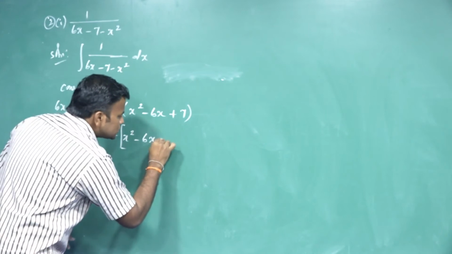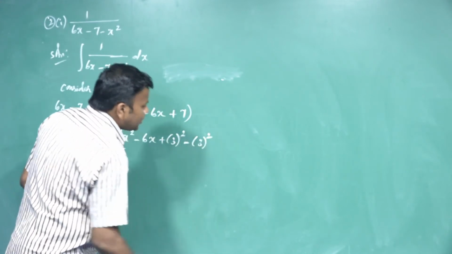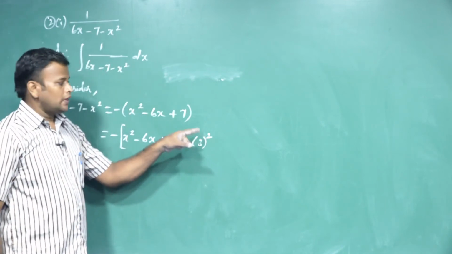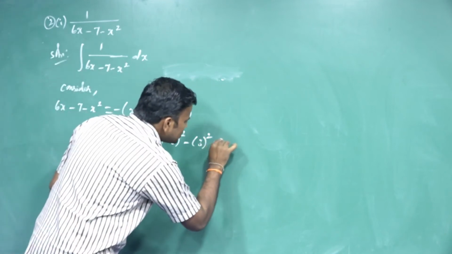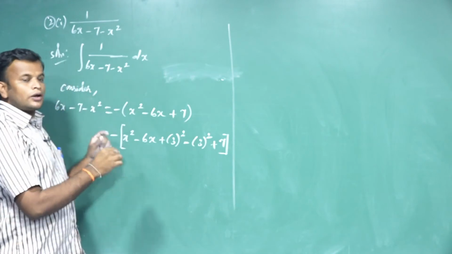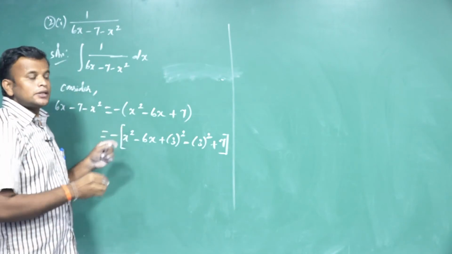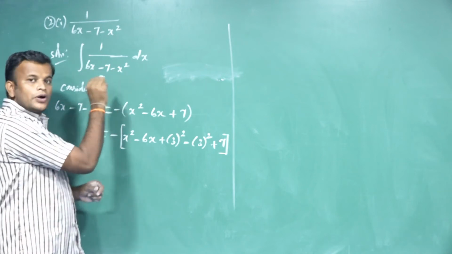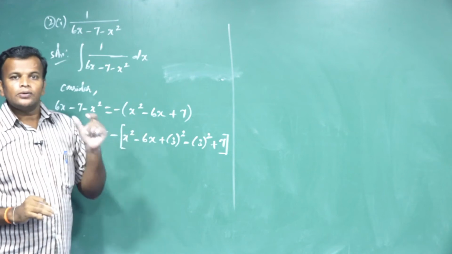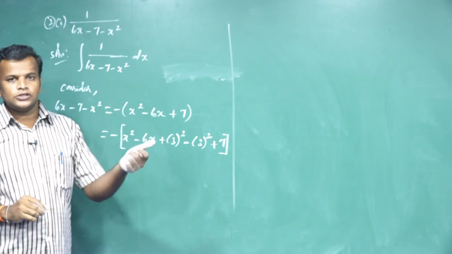So 6 by 2 is 3. So I add 3 square and separate 3 square. Important: it is not minus 3 the whole square, but minus of 3 square. And already the number 7 is there, so plus 7. Now we come to one formula shape. In all integrations where the denominator is a quadratic polynomial and the numerator is just the number 1 or any constant, the working rule is add and separate coefficient of x by 2 the whole square.